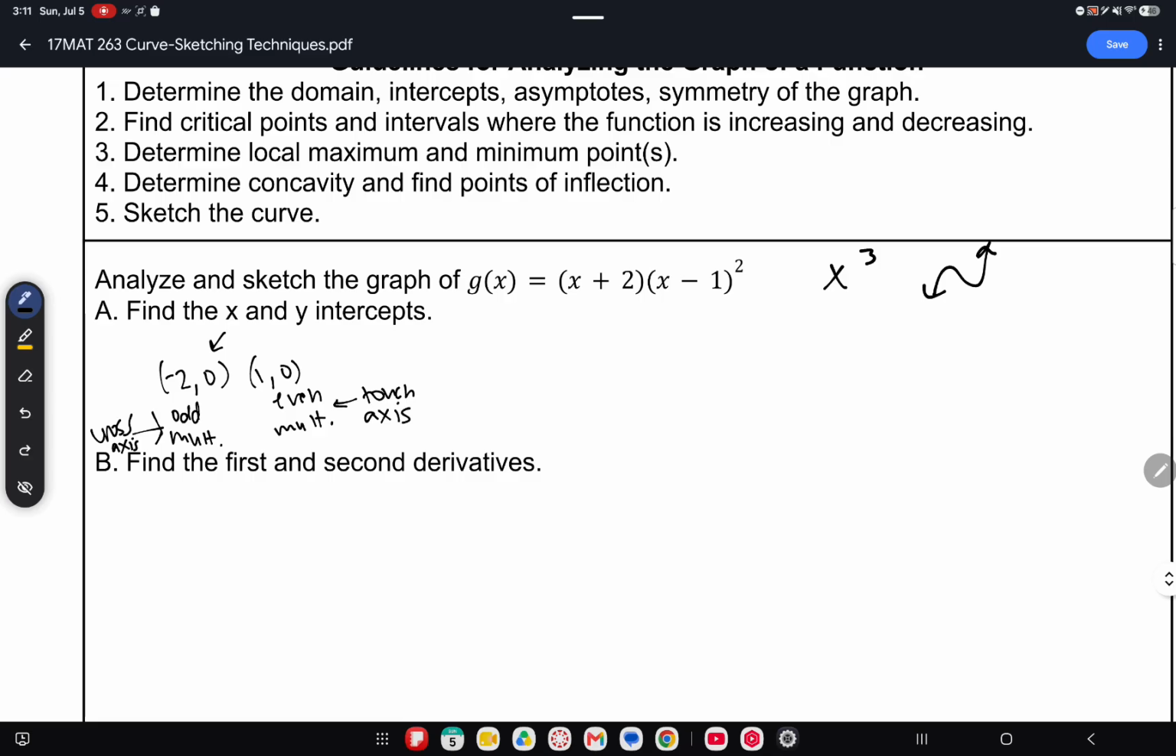Okay. And then the y-intercept, that's when x is 0. So let's plug that in. 0 plus 2 times 0 minus 1 squared. So that's going to give me 2, and then -1 squared is 1, which is going to give me 2. So the y-intercept is 0, 2.